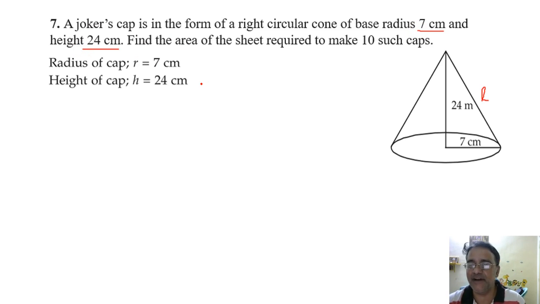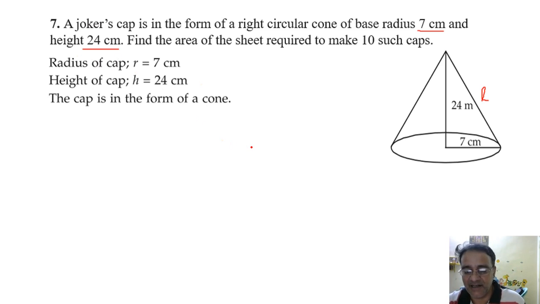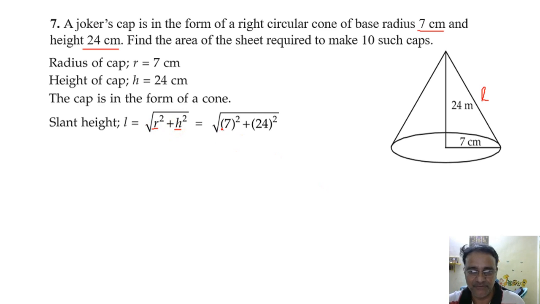Okay, so how will you find L? Root over h square plus r square. Very good. Root over r square plus h square. So 7 square plus 24 square. 49 plus 576. 625. What is the final answer? L is 25 centimeter. Very good. Now we got L.